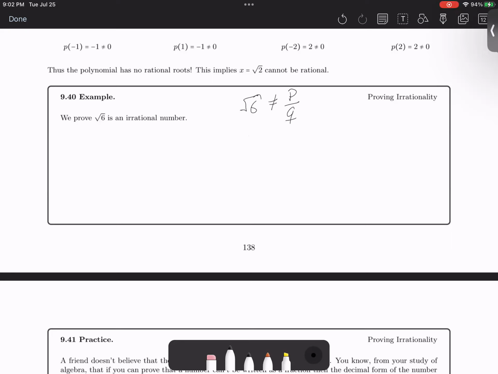So if I think about the polynomial x squared minus 6, this is a polynomial with integer coefficients, right? The first coefficient is 1. The second coefficient is minus 6. So it's a polynomial with integer coefficients. So therefore, by the rational root theorem, the only possible rational roots are at where? P over Q, where P divides the 6 and Q divides 1.